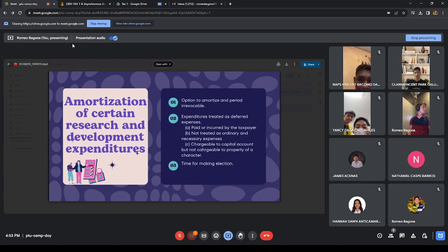As a rule, research and development expenditures may be treated as ordinary and necessary expenses and deducted during the taxable period when they were incurred. However, the tax code gives the taxpayer the option to defer or amortize these expenses over a period of not less than the 60-month minimum period provided. Both the option and the period shall be irrevocable and can be changed only with the approval of the commissioner.